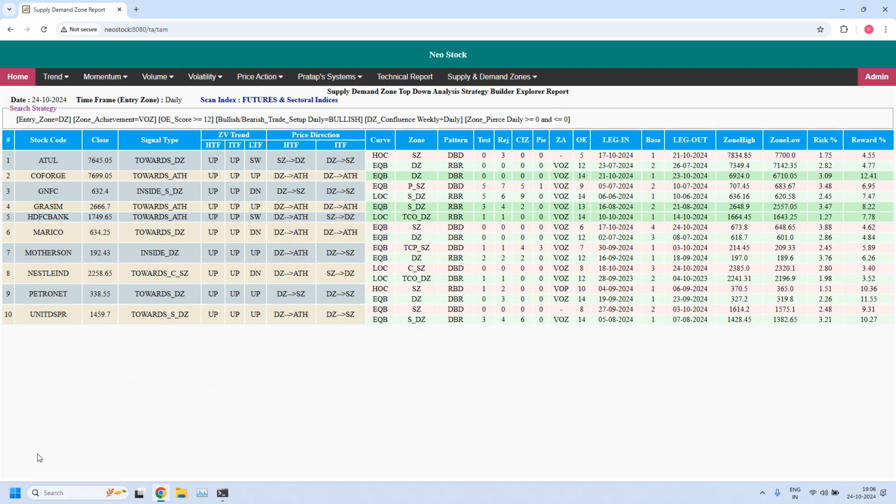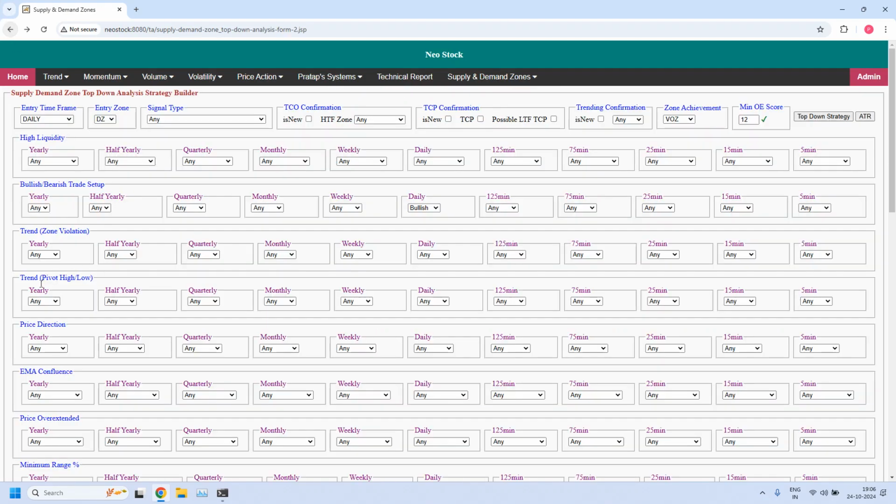Weekly is ITF, because weekly trend is uptrend. ITF trend is uptrend because it is bullish trade setup. Because the daily zone is part of the weekly zone, if the weekly zone is having weekly EMA confluence, they are even more high probability setups. So let's verify. In the EMA confluence at weekly time frame, the weekly demand zone should have weekly EMA confluence. So I enabled the filter.